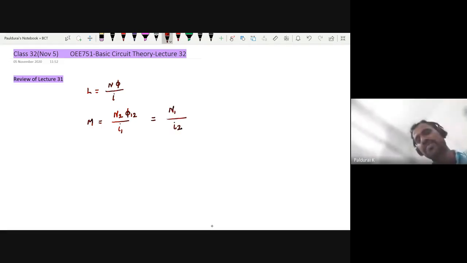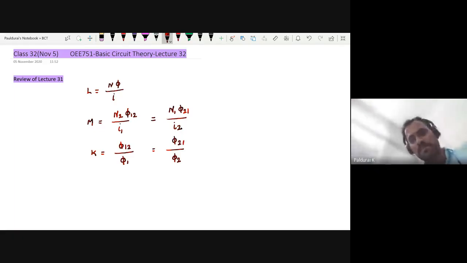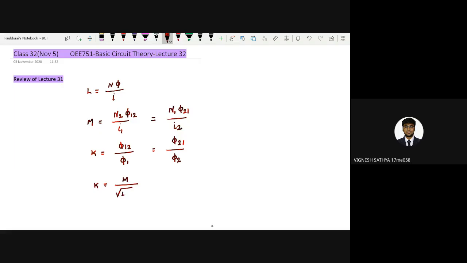Otherwise, I2 creates EMF or voltage at coil 1, so this time it is phi 2 1. Then you know what K is, the ratio between the mutual flux and the self flux. Now quickly tell me the formula relating M and K. K equals M divided by the square root of L1 L2.